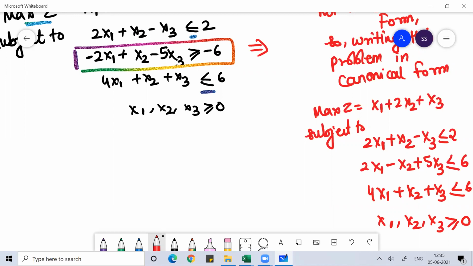Clear? Any doubt, anyone? So this way you write the problem into canonical form. Any doubt, anyone?